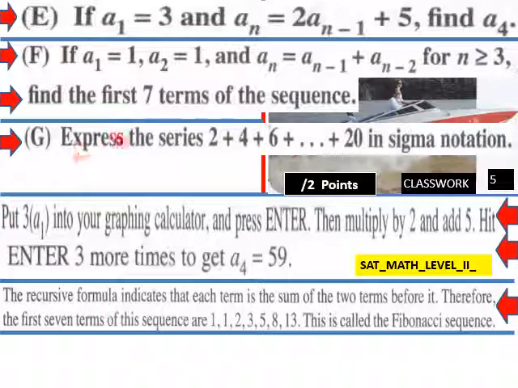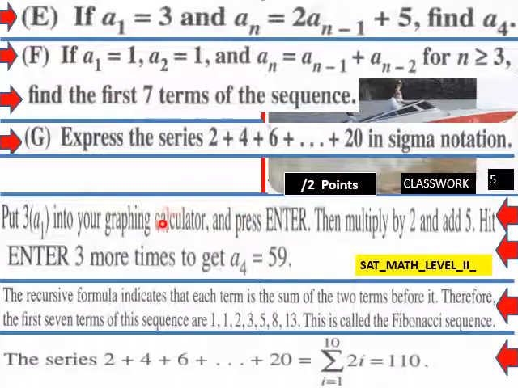And then G, express the series 2 plus 4 plus 6 plus and so on, plus 20 in sigma notation. To express that in sigma notation, we have an upper limit of 10, an initial entry of i equals 1, then 2i. This summation equals 110.